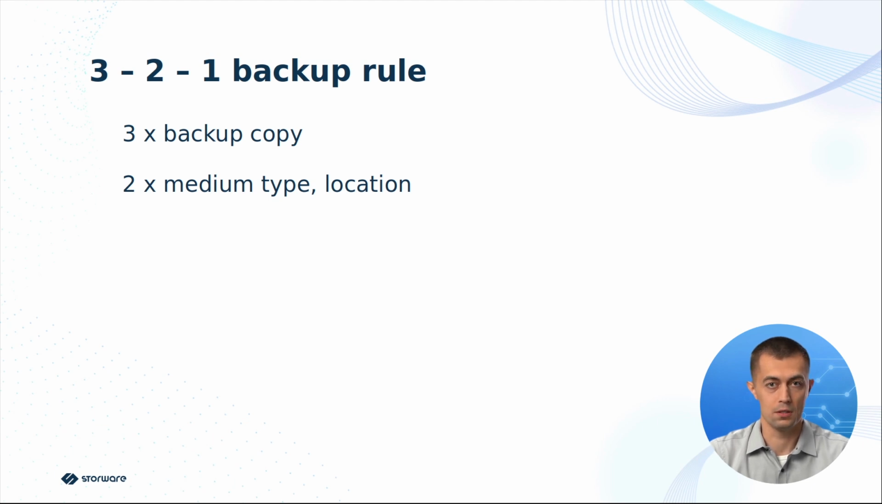So we want to have the data on local storage, and additionally on tapes, or maybe an S3 bucket or any other type of medium. The 1 means 1 offsite copy, so we need to take our data outside of our data center to a different location.